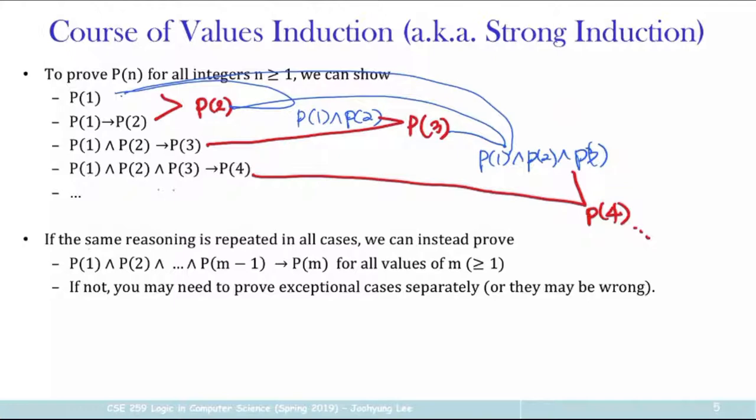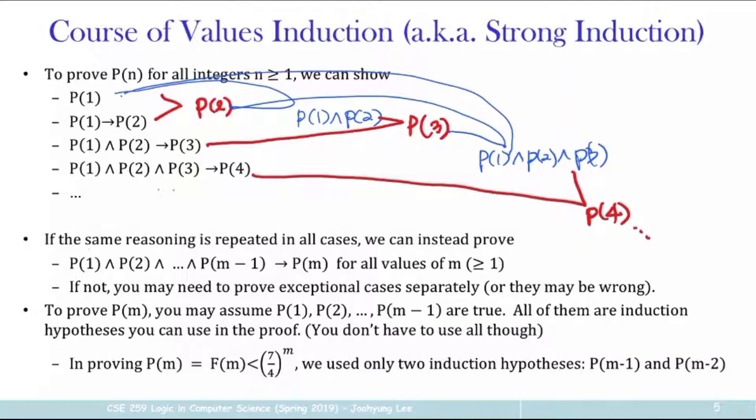And sometimes when these separate cases are not carefully checked, the induction fails. In fact, maybe the claim itself is false. Okay? So this was what I said before. To prove P of m, you can assume all the assumptions here, P of 1 through P of n minus 1, but you'll have to use that. Okay? You can use it, but you don't have to use it.